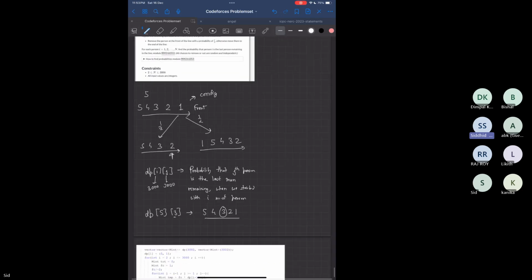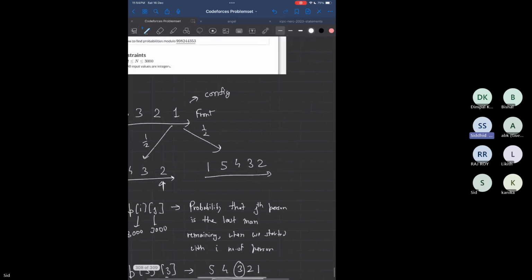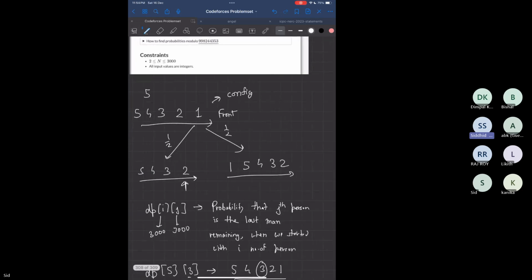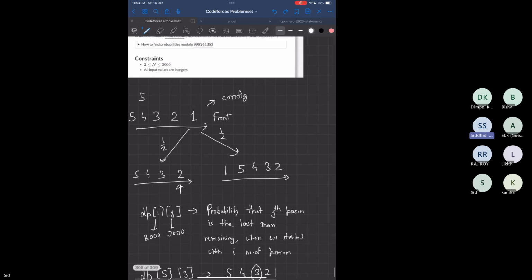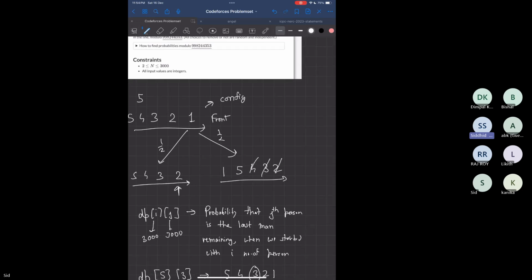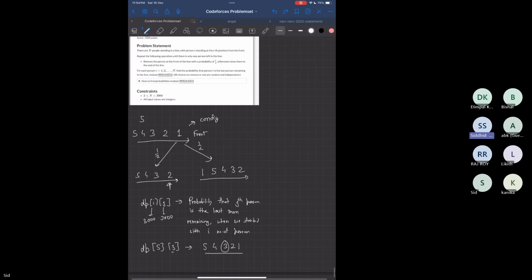The concept of last man remaining would be like, suppose here it went 5, 4, 3, 2. Then we remove 2. Suppose then we remove 3. Then we remove 4, and at last 5 is remaining. Or we can do something like this. In this case, we remove 2, 3, 4, 5, and in this case, number 1 is remaining. Right. So we will be solving using this DP. I hope the state is clear.